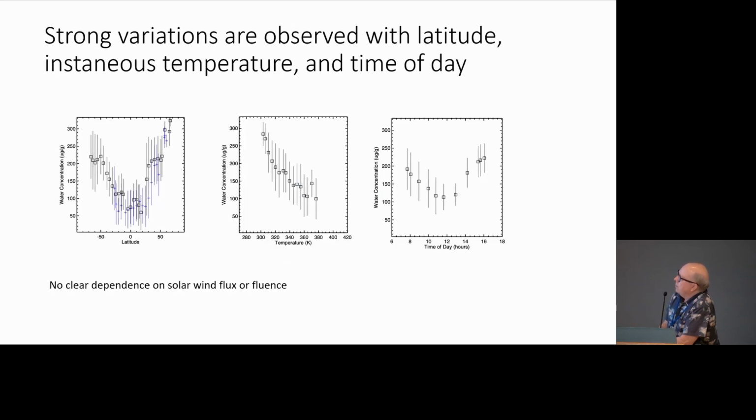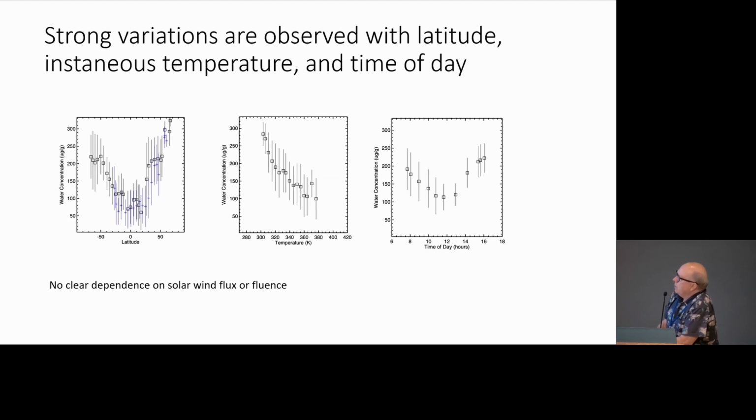So we see very strong variations in the 6 micron band depth with latitude. So on the left, we've converted this to water concentration using Casey's calibration. And you can see up to about 50, 60 degrees latitude, we go from very low water abundances up to a factor of 3 or 4 higher.